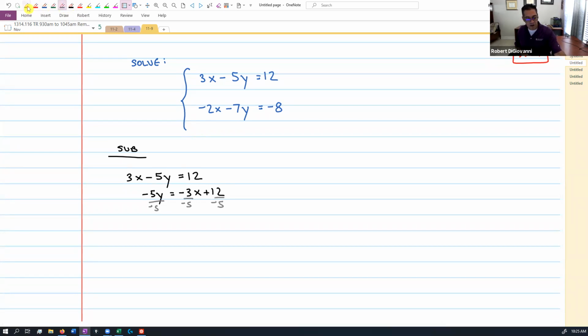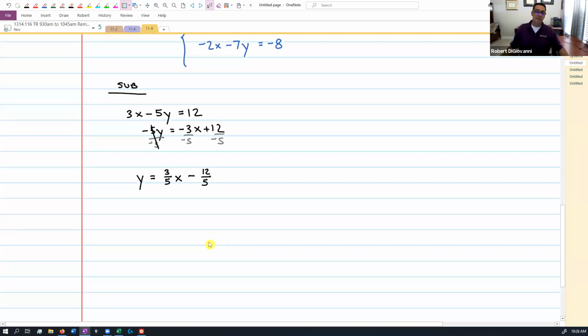And this is where things are going to start to get really kind of yucky, because we're going to have Y equals, okay, -3 over -5. Well, that's still a fraction. -3/5 in front of X. And then I have minus 12 over 5, because you have a positive divided by negative, that's negative. We have fractions, right? And nobody likes fractions. That's our first step, right? Pick an equation, solve for a variable. In this case, we solve for Y. We don't have to solve for Y, we can solve for X.